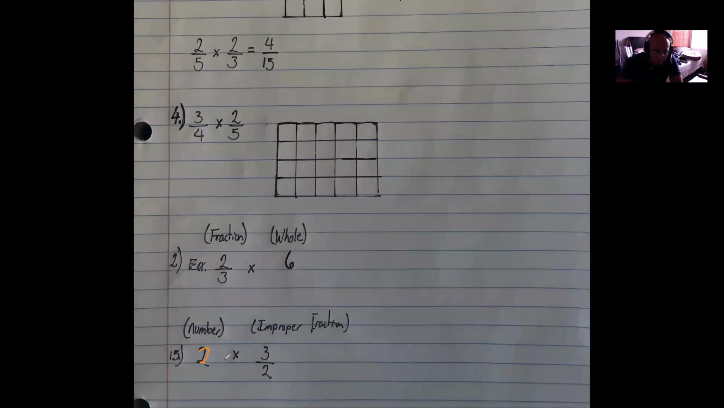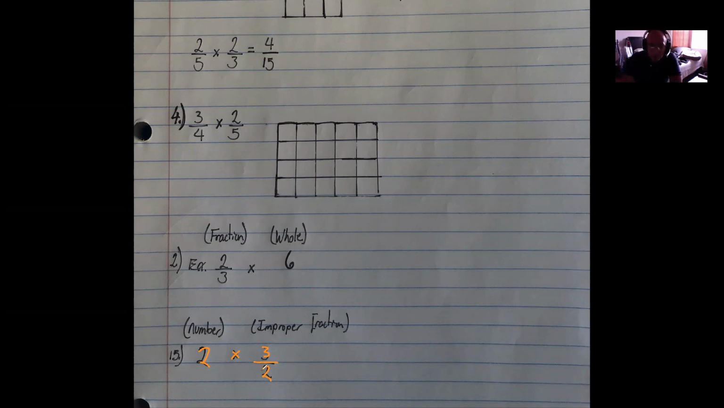So the product, multiplication, of a number and an improper fraction. By the way, let's remember that improper fractions are always bigger than 1. They are greater than 1. Okay, if this was a pizza, I would need 2 pieces to make a whole pizza, but I have 3 of them, so I have a whole pizza and another part. Okay, so it's more than a whole pizza.